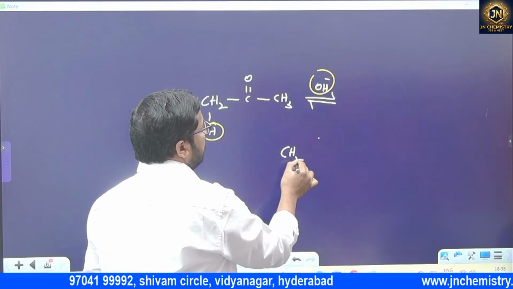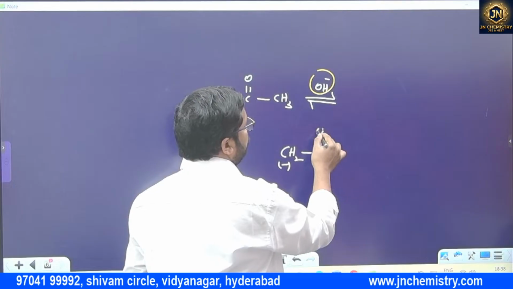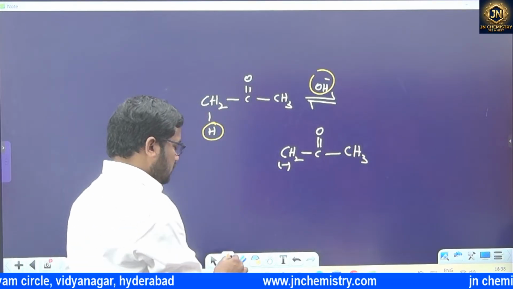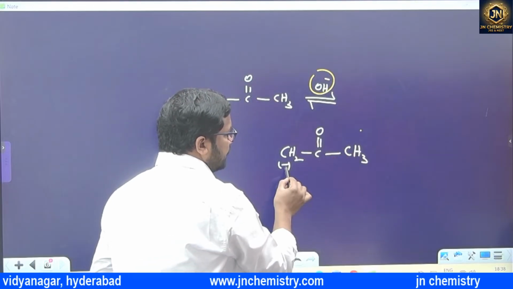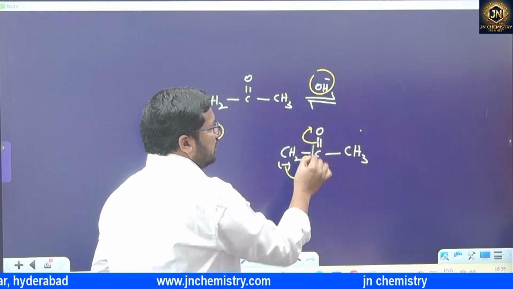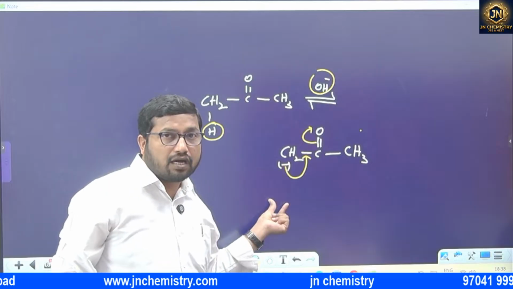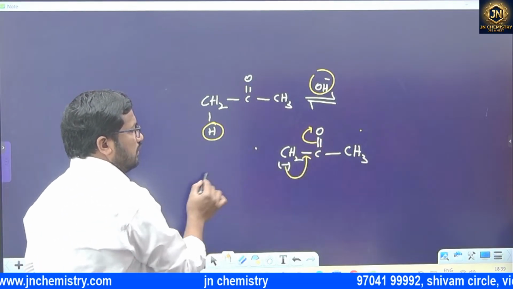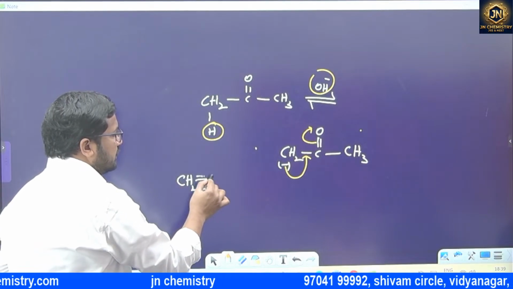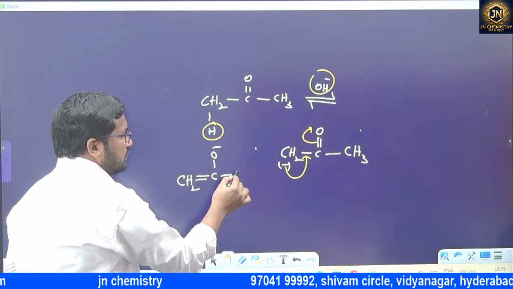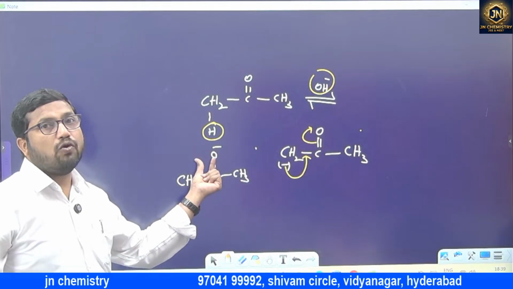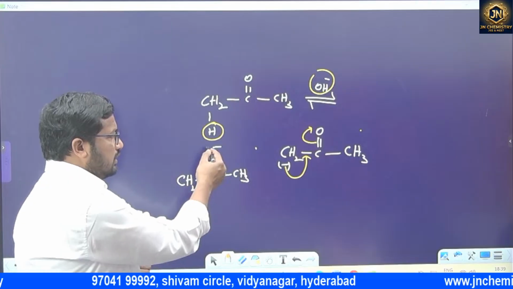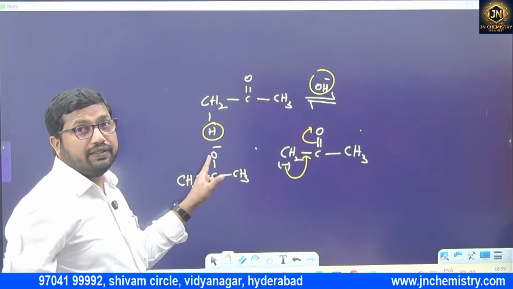CH2 negative charge, C double bond O, CH3. Now this negative charge, what exactly happens? Resonance takes place. I told you, if the negative charge is present on carbon or oxygen, which is more stable? Oxygen, because oxygen is more electronegative. So now in this case, what exactly happened?